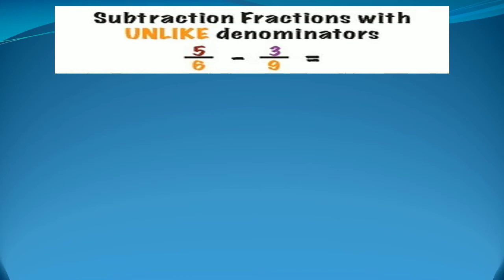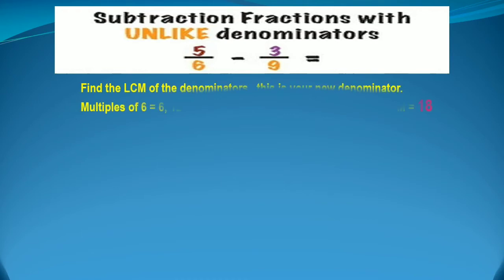Here we can see two fractions 5 by 6 and 3 by 9. Both are unlike fractions because both have different denominators. First has 6 and the other has 9. So first of all, find the LCM of the denominators. This is your new denominator. Multiples of 6 will be 6, 12 and 18. Multiples of 9 will be 9, 18 and 27. So the lowest common multiple, that means LCM, is 18.